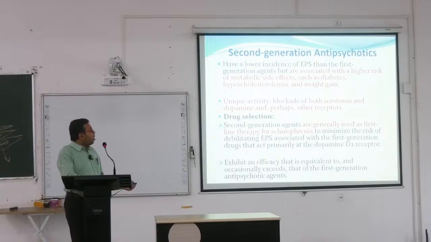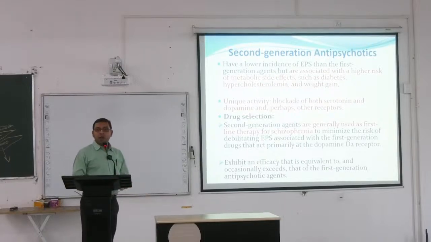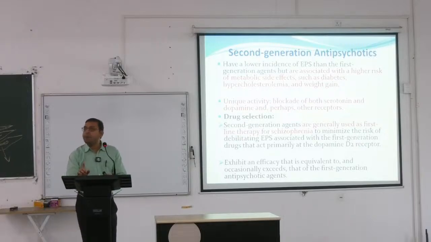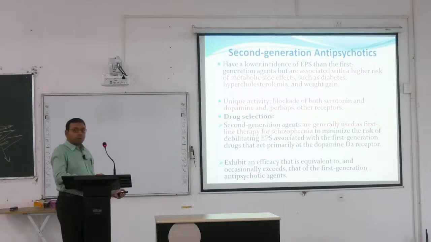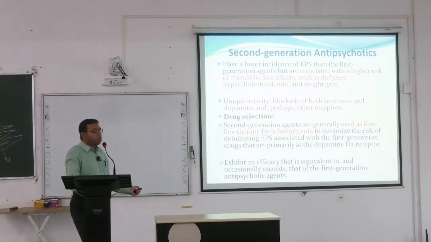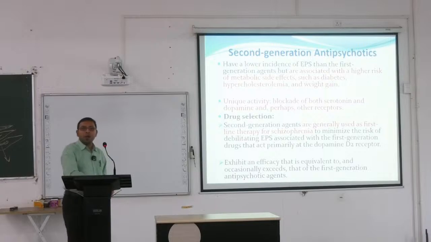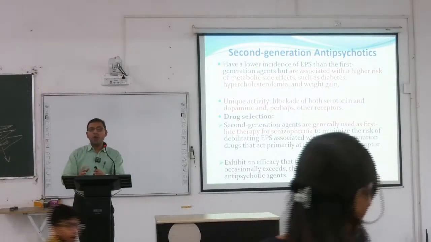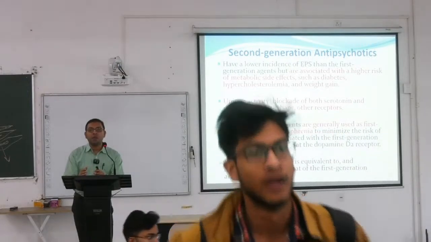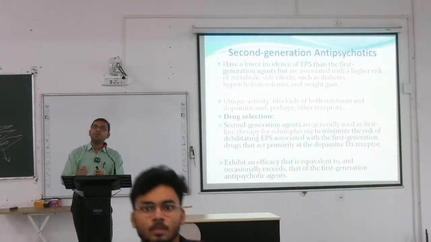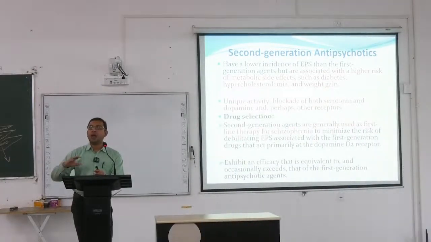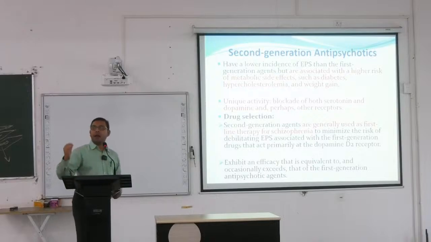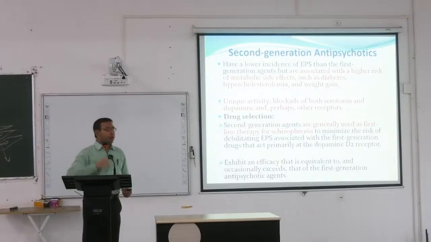Second generation agents are generally used as first line therapy for schizophrenia. So now for treatment of schizophrenia, the first line drug is the second generation or atypical antipsychotic agent. Why is it used? Because they minimize the risk of debilitating extrapyramidal symptoms. These extrapyramidal symptoms or movement disorders are quite debilitating. When patients are suffering from extrapyramidal symptoms, they become debilitated, they become bedridden, they cannot perform their normal daily activities. That's why the second generation antipsychotic drugs are commonly used as first line agents.